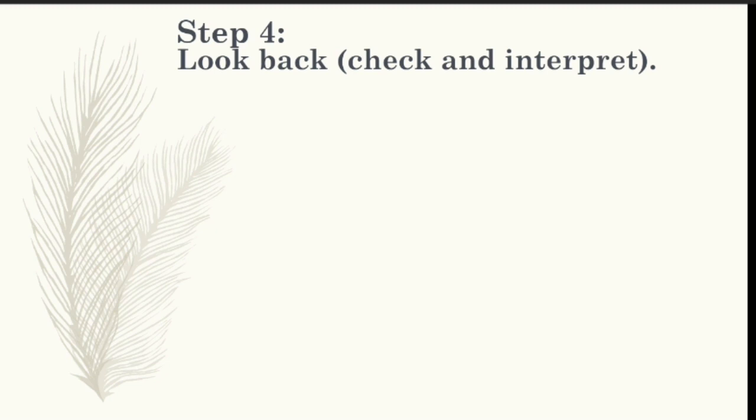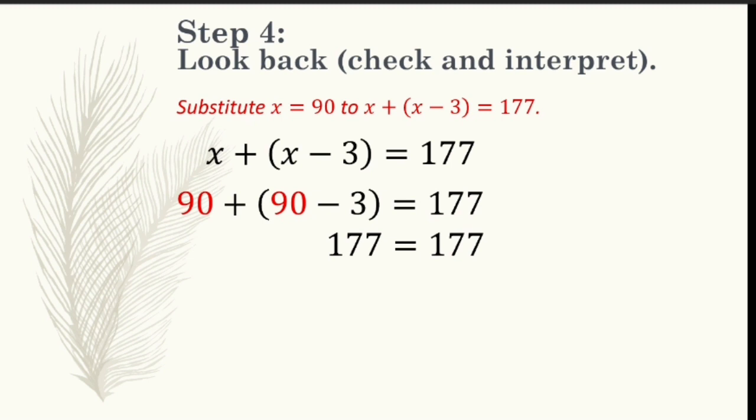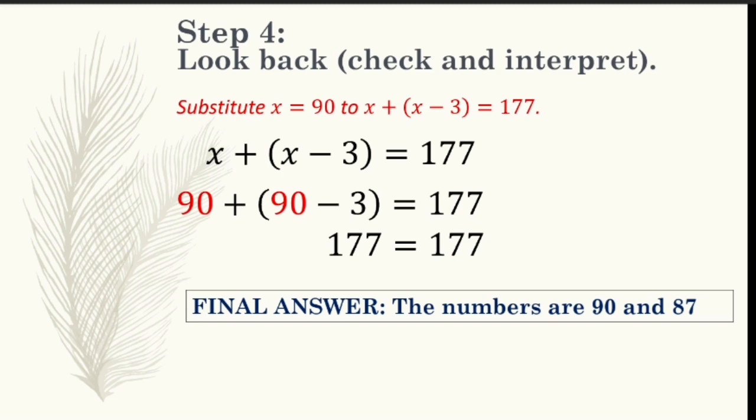Step 4, look back. Substitute x equals 90 into our original equation. Okay, so we get 177 equals 177. So the final answer: the numbers are 90 and 87.